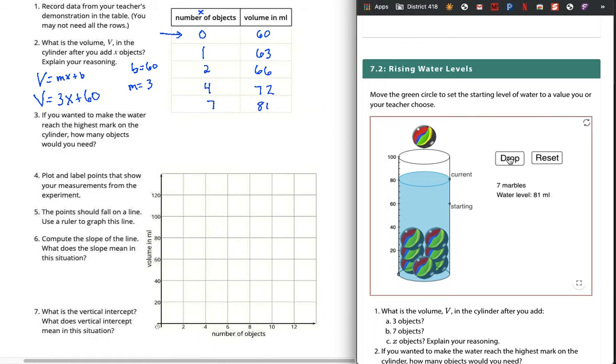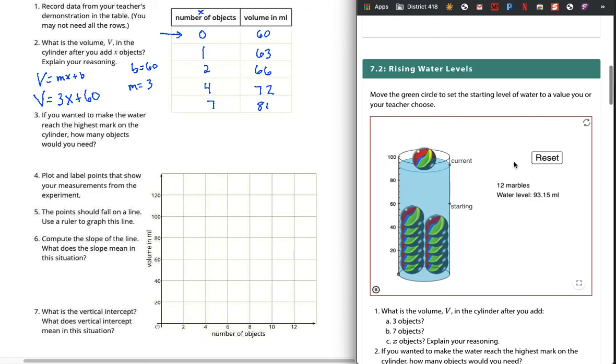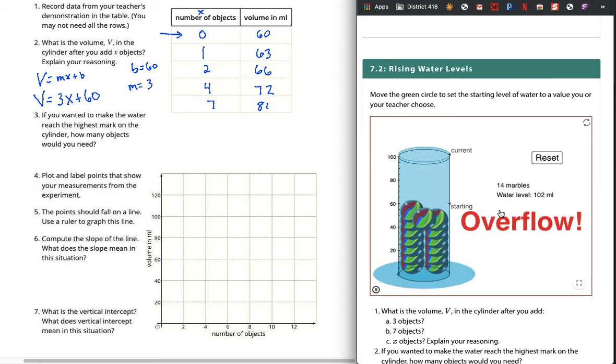So we could visualize it. We could actually do the test here. 3 more, there's 9, 10, 11, 12, and 12 gets us up to 96, 13 gets us up to 99, and then what happens if I add a 14th? It overflows. So between 13 and 14 is where it's going to overflow. So if I wanted it to reach the highest one, I actually would have to make it overflow. So it would be 14.